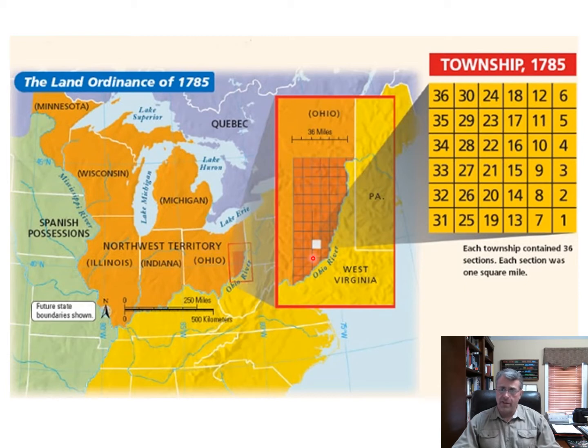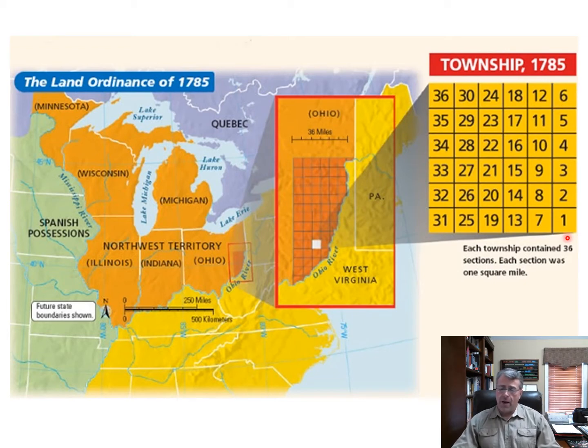So they're able to easily lay out a nice, neat grid pattern on the map. And when we zoom in further, we see that each of these little squares is about 36 square miles. Each one of these smaller sections is only 1 square mile, which is about 640 acres.